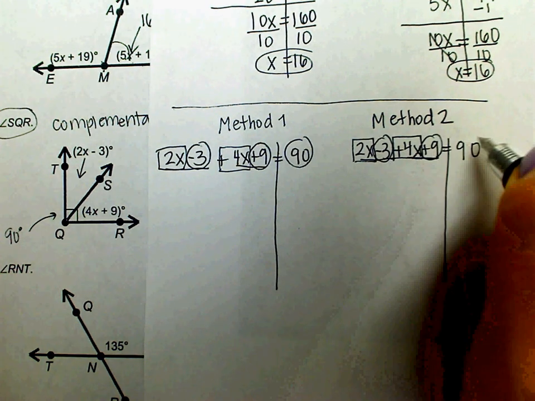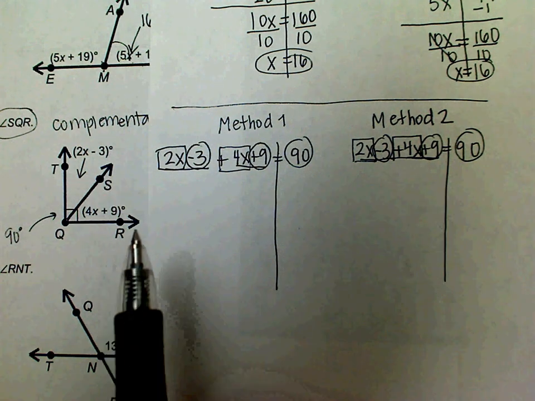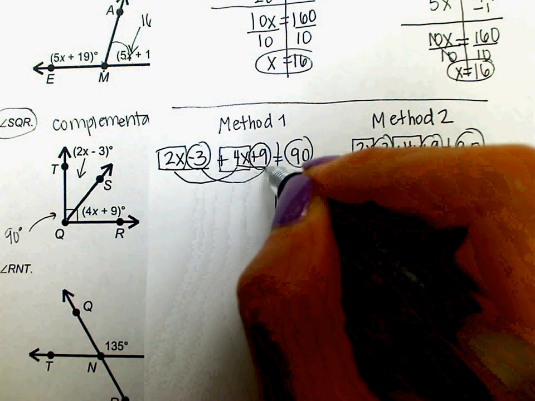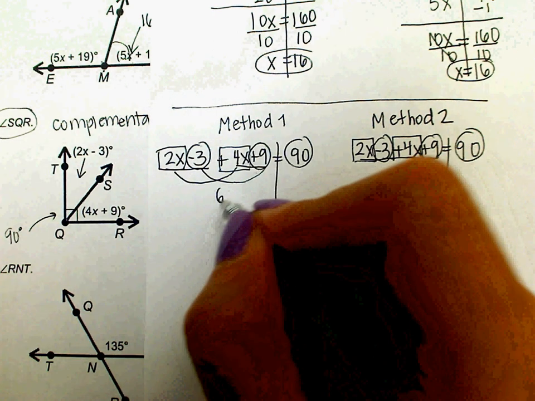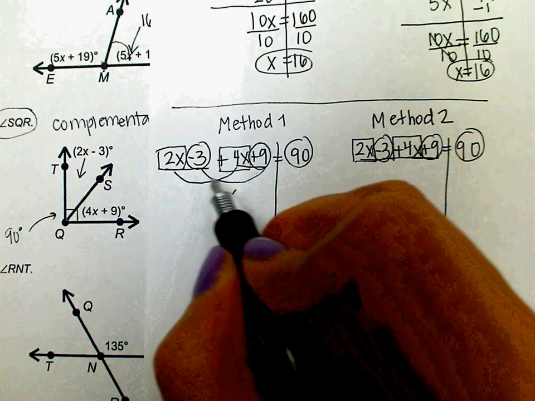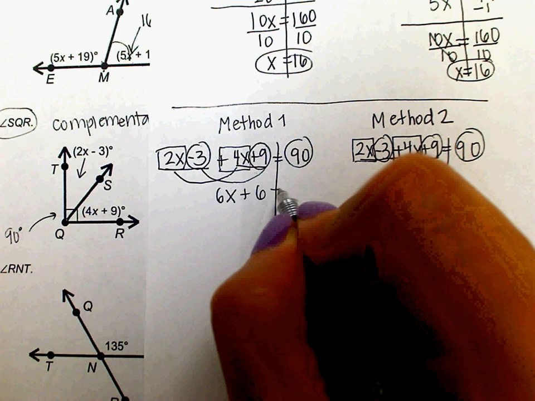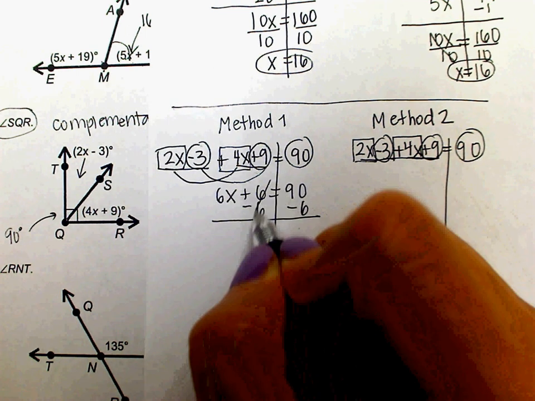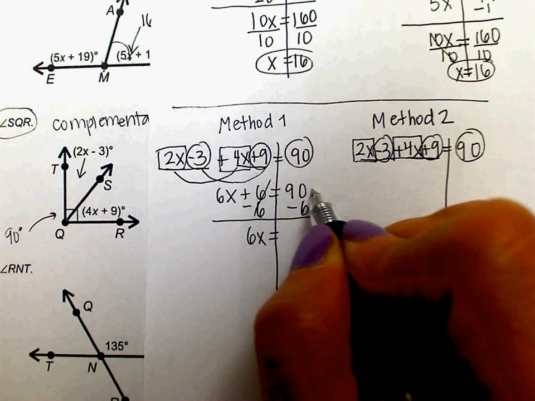Okay. So here's where the methods differ. Let's do method 1. So you combine like terms. So 2x plus 4x is positive 6x. Negative 3 plus 9 is a positive 6. Again, you can check with your calculators. Subtract 6 from both sides. 90 minus 6 is 84.